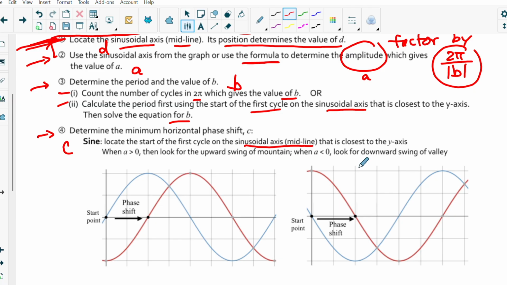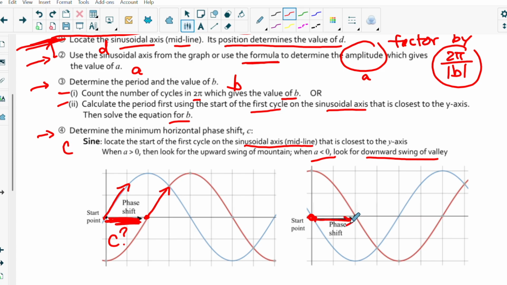Okay. When A is greater than 0, then look for the upward swing of the mountain. So when A is greater than 0, look for that upward swing. Here's that phase shift, right? Match it up and then determine what this phase shift is, right? When A is less than 0, look for the downward swing of the valley. So if I start here, okay, there's my starting point.